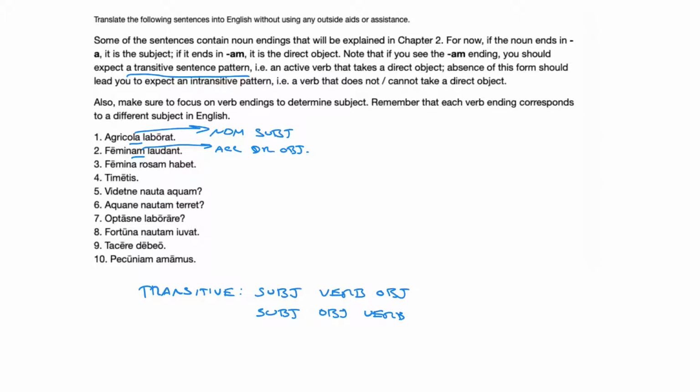All right, in number 3, we have the first sentence with subject and direct object expressed. So femina with that a, that's going to be our subject. Rosam with that am, that's going to be our direct object. And habet, of course, is going to be our verb. All right, remember the subject's the doer of the action. The direct object is the receiver of the action.